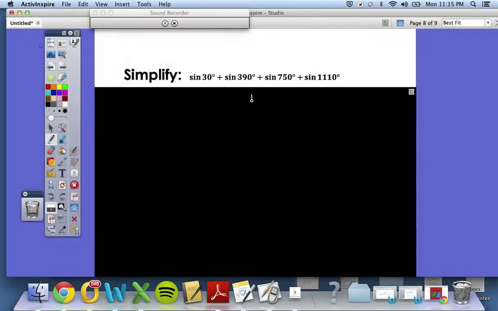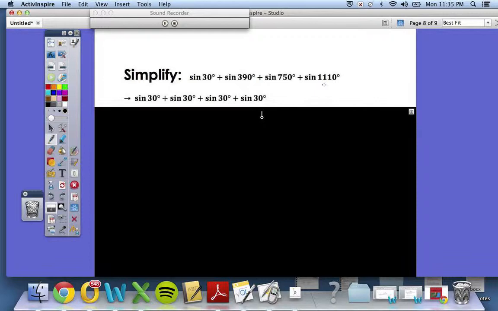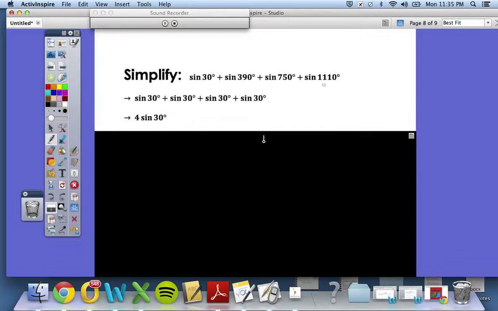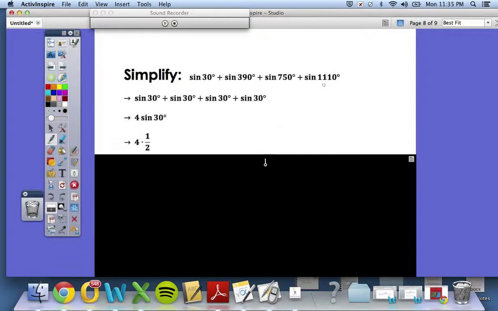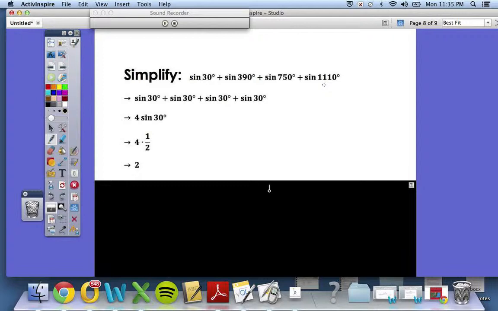We want to simplify sine of 30 plus sine of 390 plus sine of 750 plus sine of 1110. Well, you'll notice that 30 degrees and 390 degrees are 360 apart, and 750, that's 360 more than 390, and 1110, that's 360 more than 750. So this is the same thing as sine of 30 plus sine of 30 plus sine of 30 plus sine of 30 because of the periodic property, which is just 4 sine of 30, which is just 4 times a half, which is just 2.